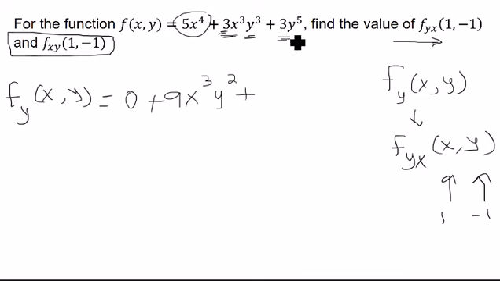So it's going to be 5 times 3, which is 15, and y is going to be 5 minus 1, which is y to the 4. That's our first order partial derivative with respect to y. Now we're going to differentiate this result with respect to x, because that's the last step.